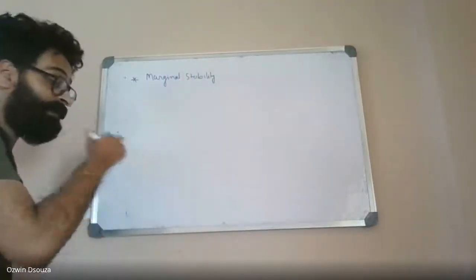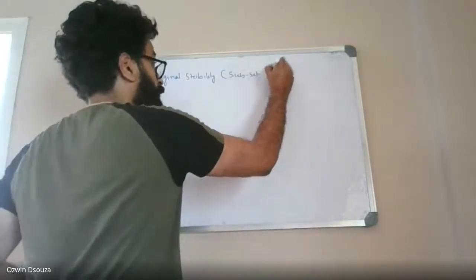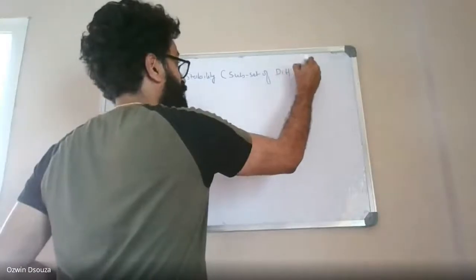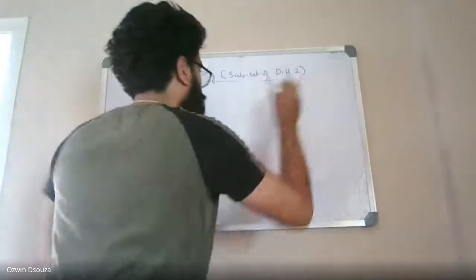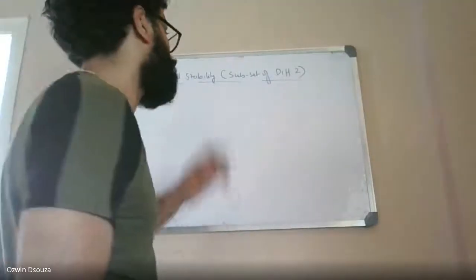Marginal stability. Remember, this marginal stability is the subset of difficulty 2. I'm still under difficulty 2, I'm not done with that. So let's see how to judge the marginal stability.